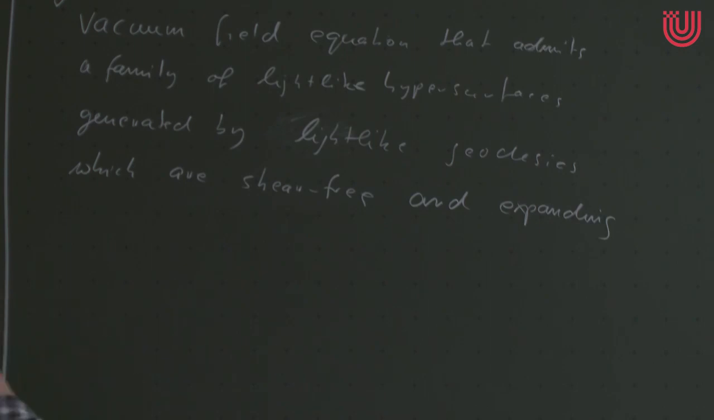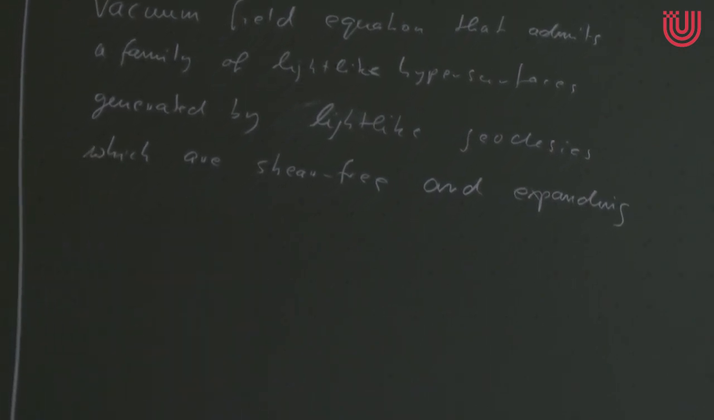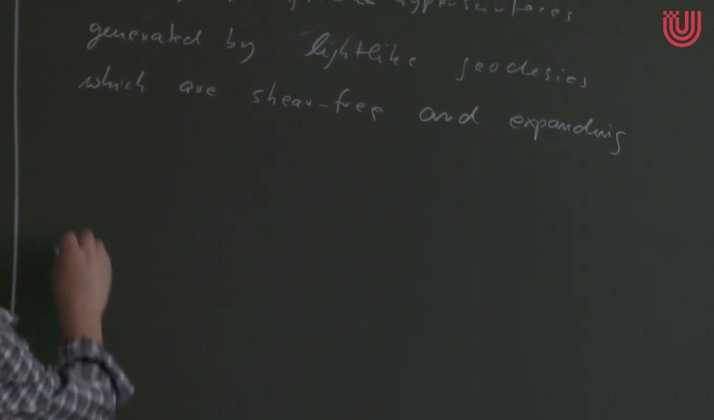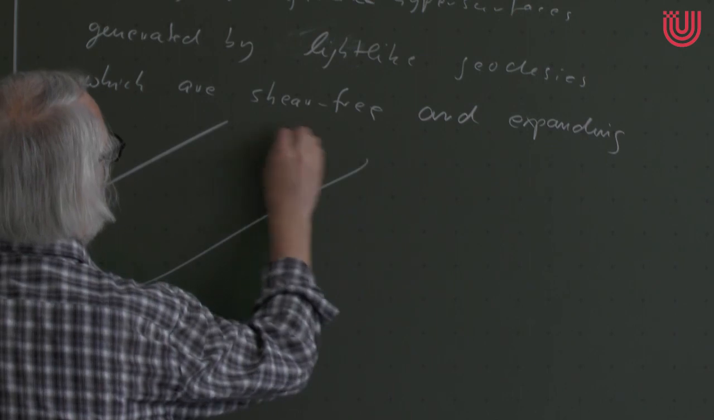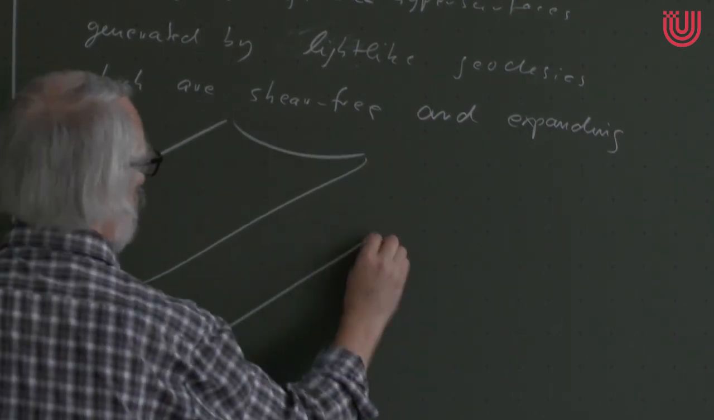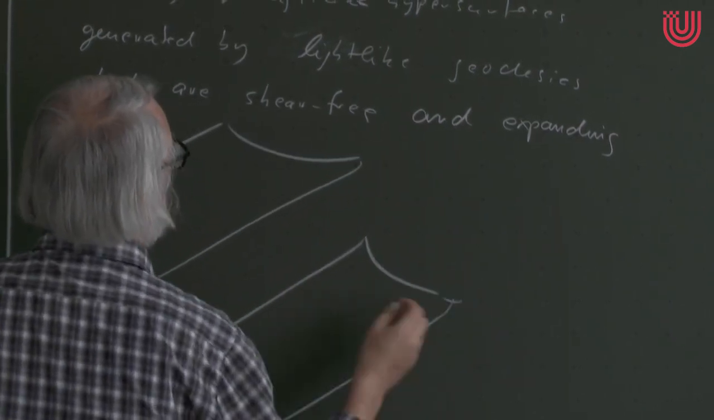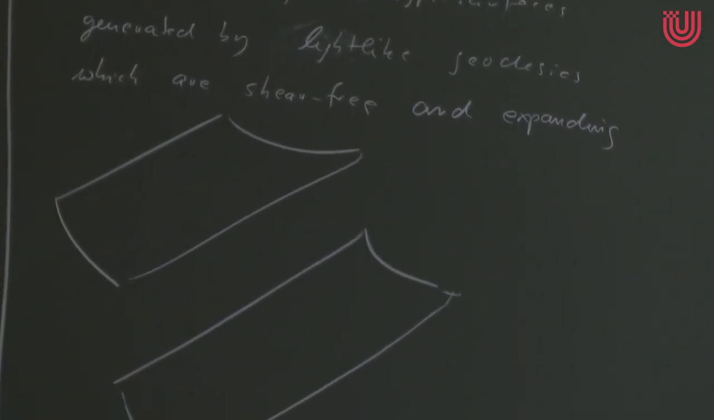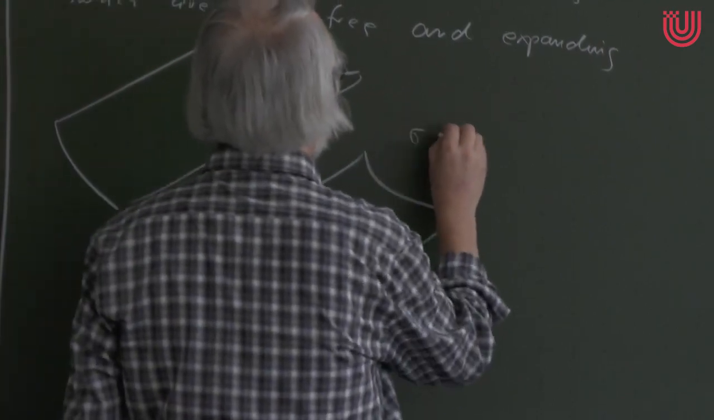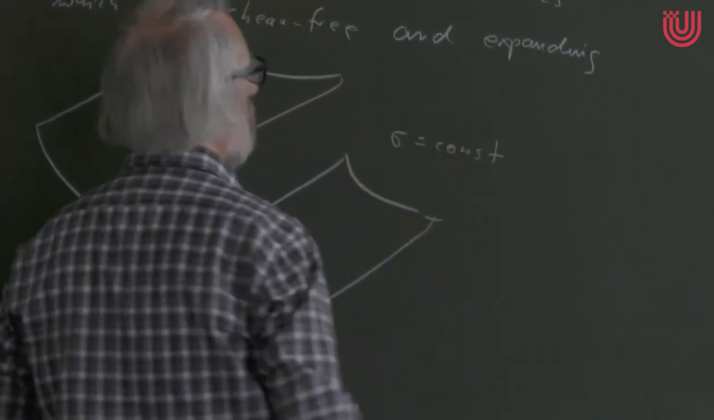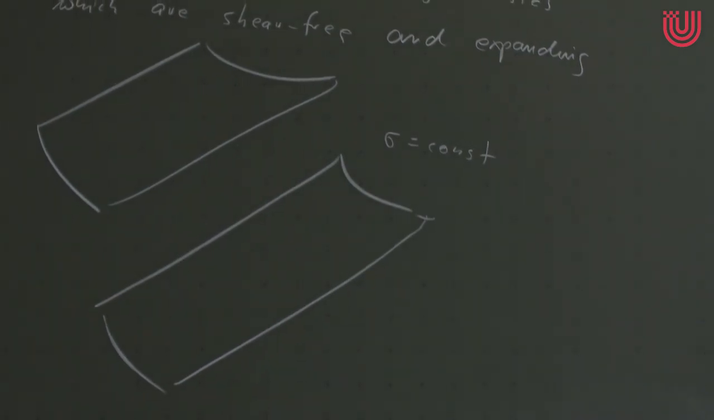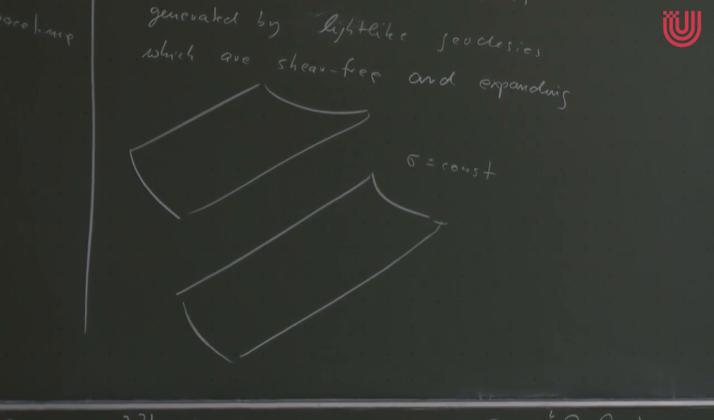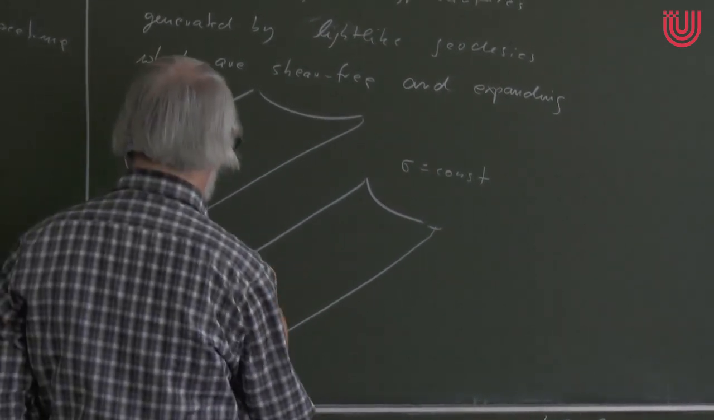So, well, let's try to find out how the metric would look like in this case. So we have, by assumptions, this family of light-like hypersurfaces. Of course, I can label them by a certain scalar function. Let's call this sigma. So the hypersurfaces, sigma equal constants, these are these light-like hypersurfaces. And then I have the geodesics which generate them.